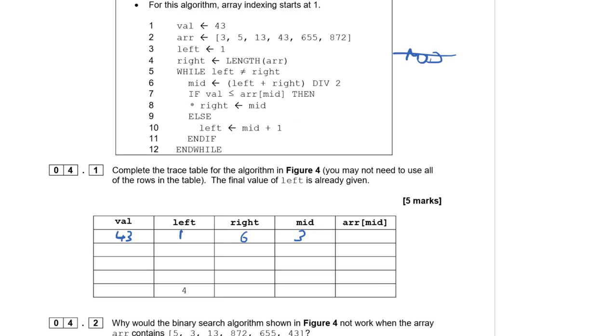And then the next bit is if the value is less than or equal to array mid. So this is using the value of mid to index the array, so this is going to be the third item in the array. We're starting counting at 0, so this is going to be 13. In fact, I said I was going to do it on a separate line, so let's move that. So you can see we've got 2 conditions here. If val is less than or equal to this value here, so what is val? Val is 43 and it's clearly greater than 13, so therefore it's going to be the else that gets evaluated. So left equals mid plus 1.